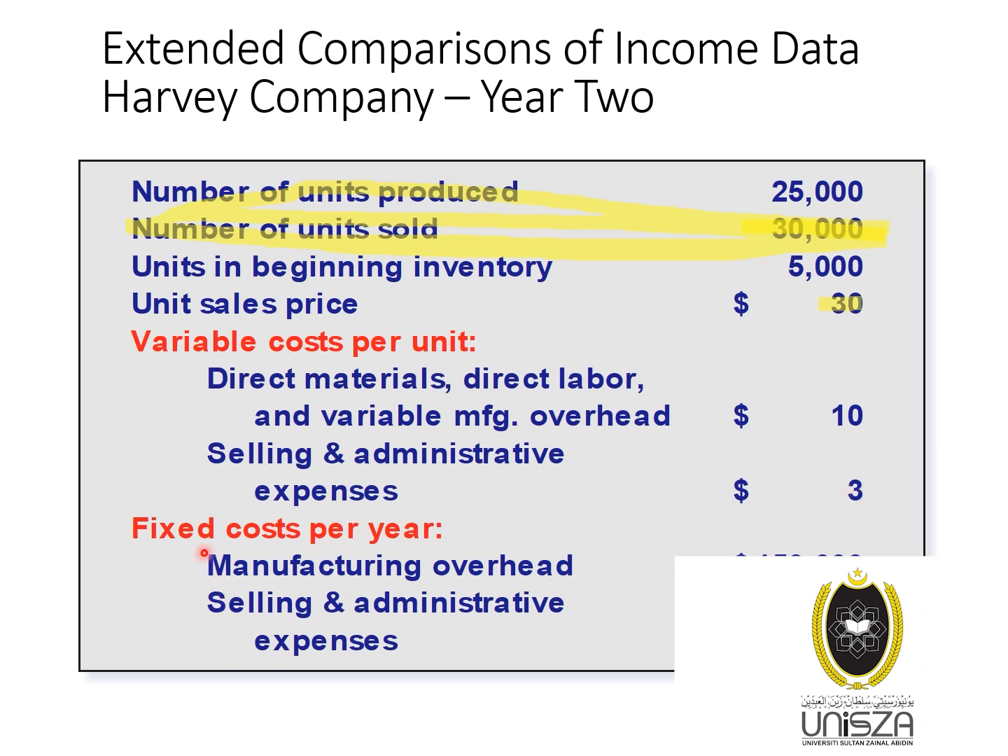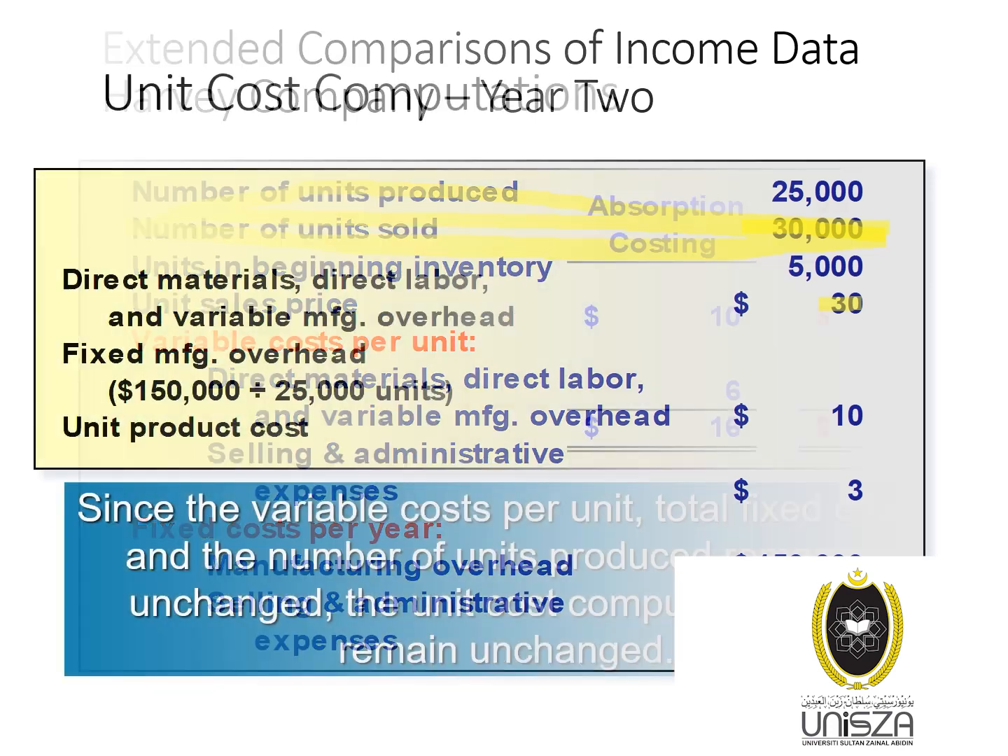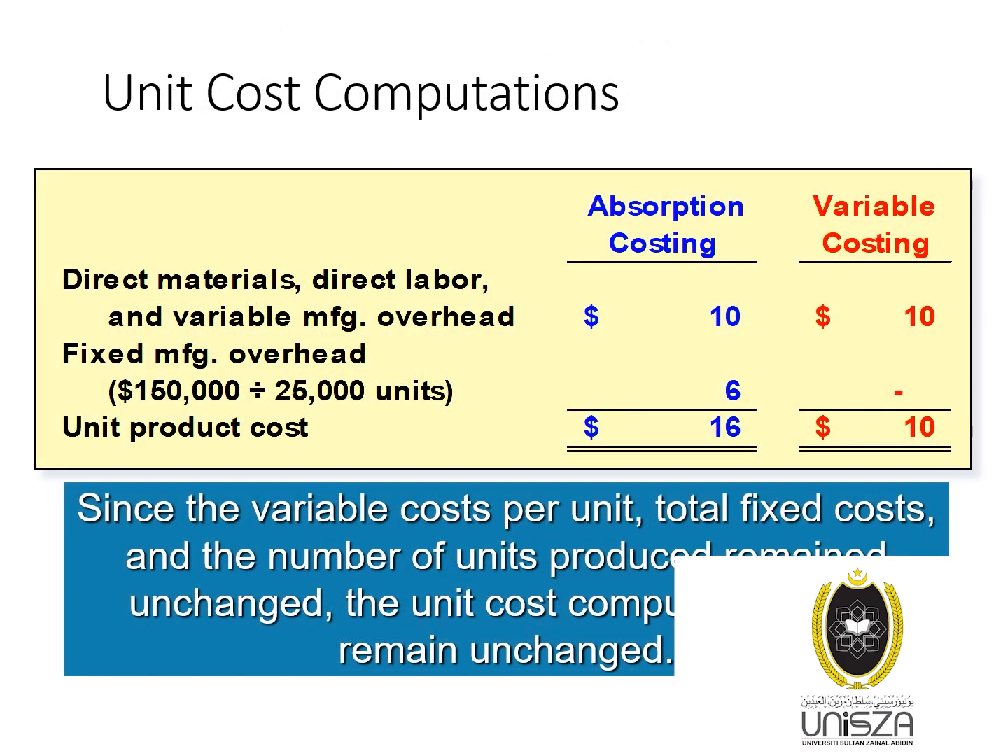And we have the fixed costs per year: 150,000 for manufacturing overhead, and for selling and administrative expense, 100,000. The unit cost computation is still the same, because there are no changes with regard to the cost of direct material, direct labor, and variable manufacturing overhead. So the unit product cost under absorption costing is 16, and under variable costing 10, the same as year 1.